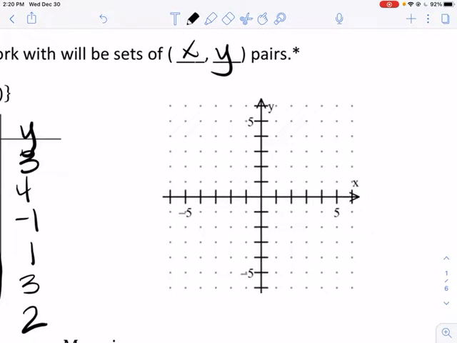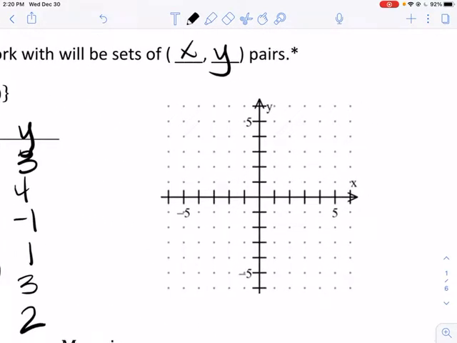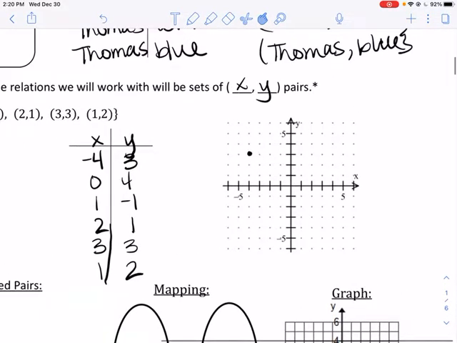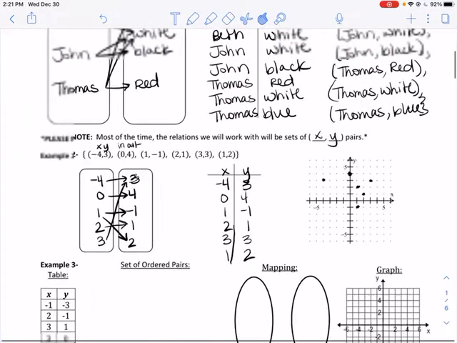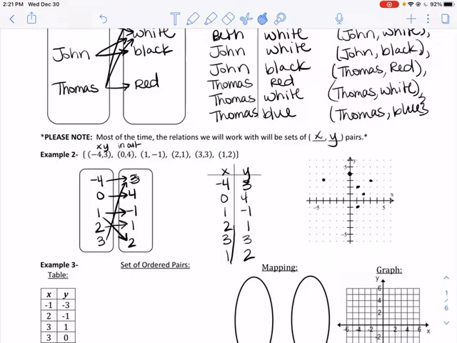So we have -4, 3. -4, 3 is there. And then 0, 4. 0, so it doesn't go left or right at all, and then 4 is 4 up. And then 1, -1, 2, 1, 3, 3, and 1, 2. Okay, so we were given a set of ordered pairs and we wrote this relation in 3 other ways.